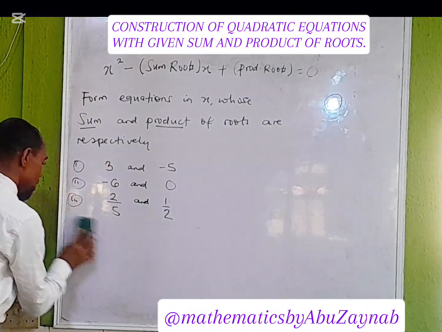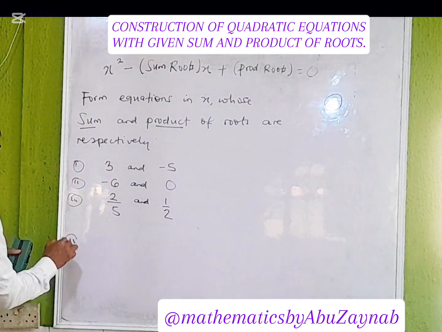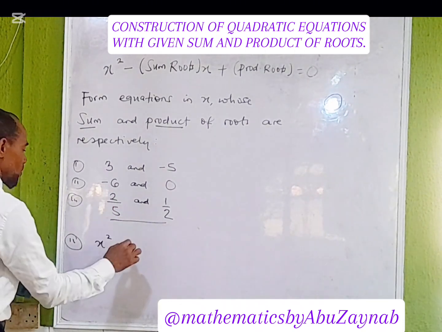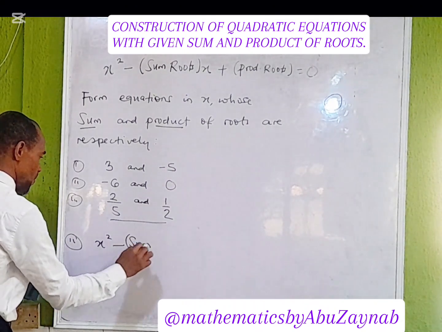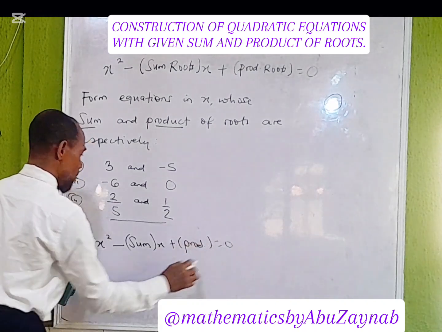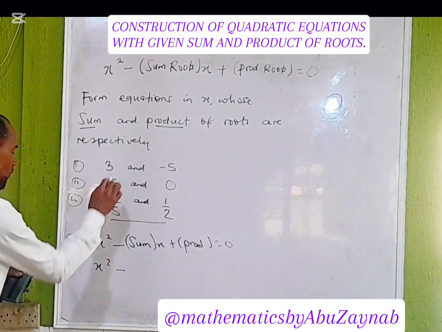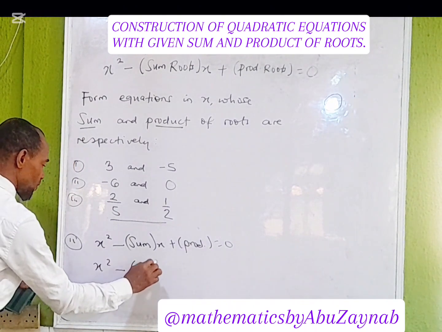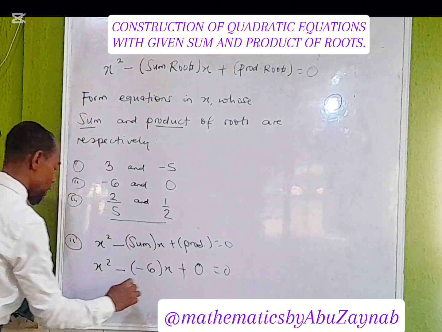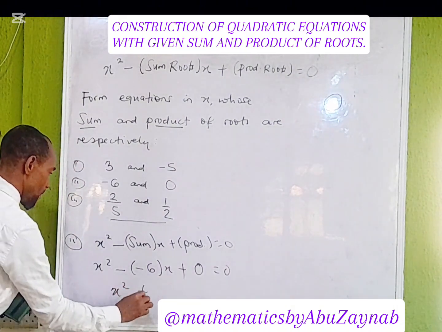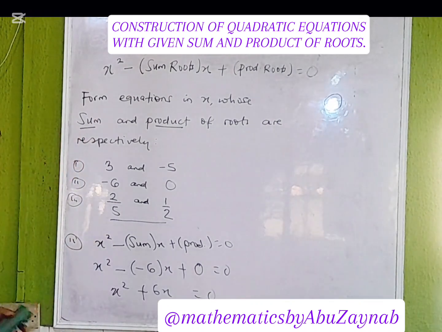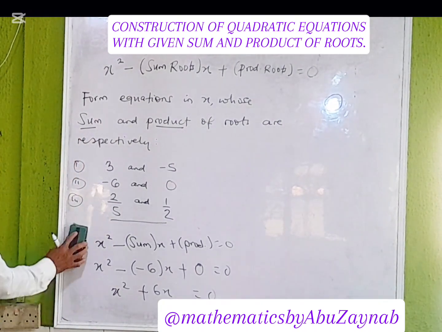For number 2, still the same idea. We have x squared minus sum, of course, times x plus product equals 0. So we have x squared minus, the sum here is minus 6, times x plus the product is 0, equals 0. So we have here x squared plus 6x equals 0, because this 0 is inconsequential. And that's the solution as well.